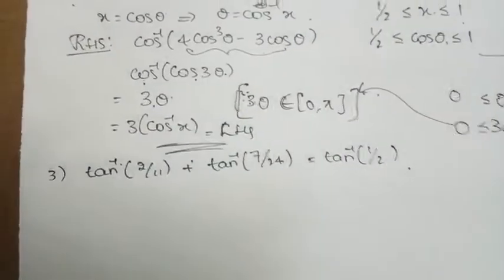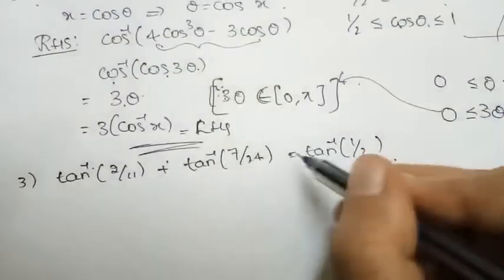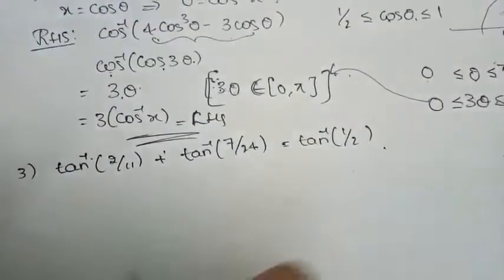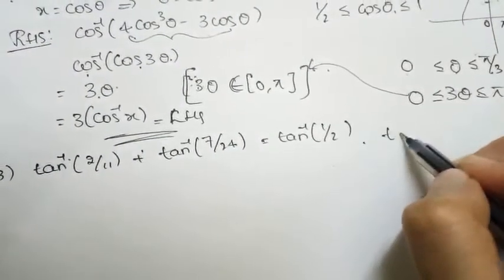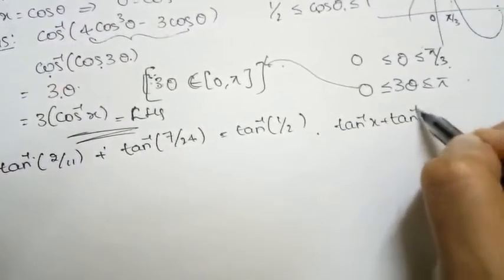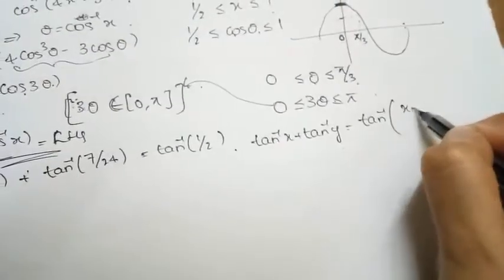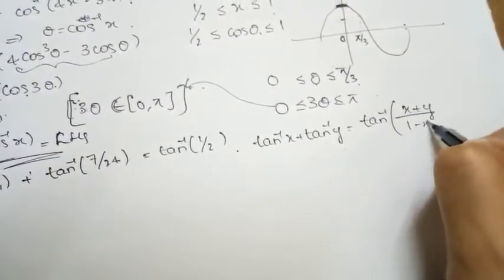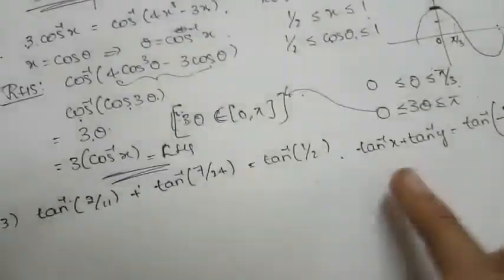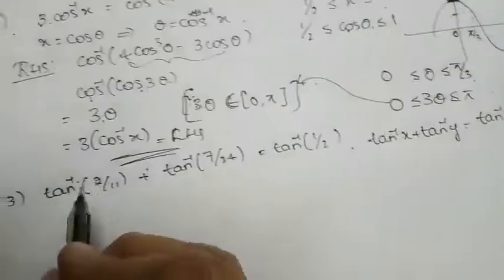Now let us move to the next question, that is tan inverse 2 by 11 plus tan inverse 7 by 24 is equal to tan inverse 1 by 2. We need to prove this. We have the identity tan inverse of x plus tan inverse of y is equal to tan inverse of x plus y divided by 1 minus xy. Now let us use this identity. In place of x we have 2 by 11, in place of y we have 7 by 24.